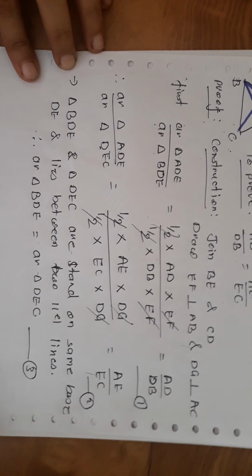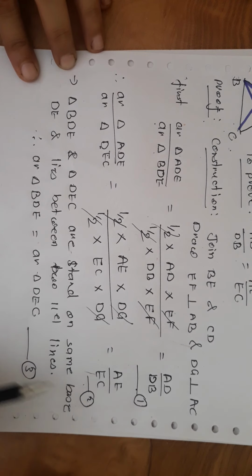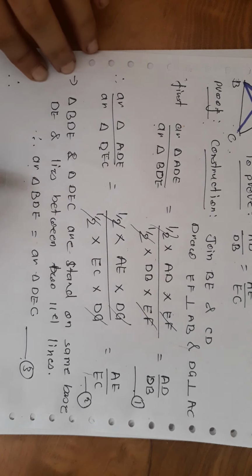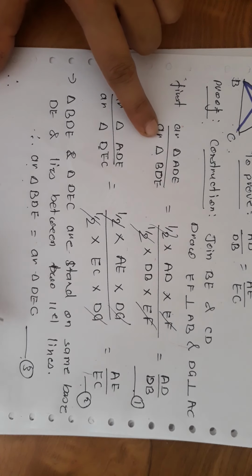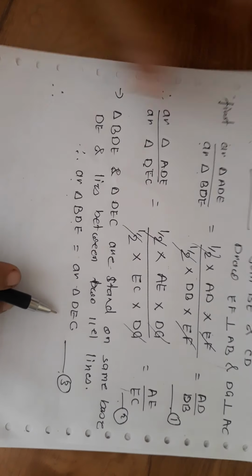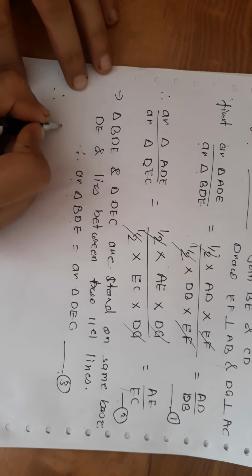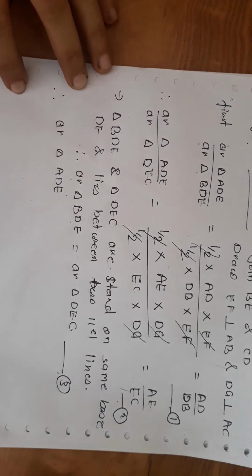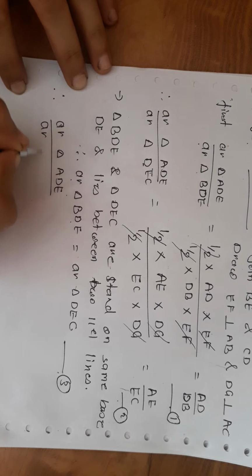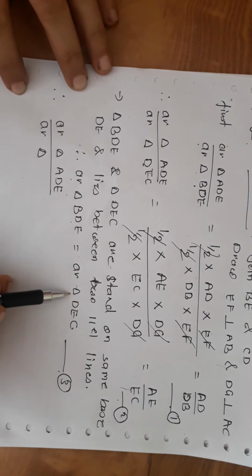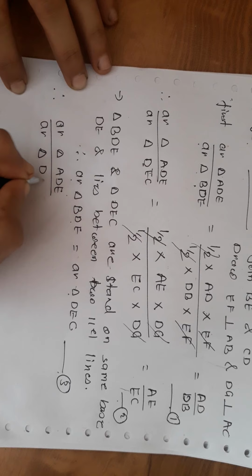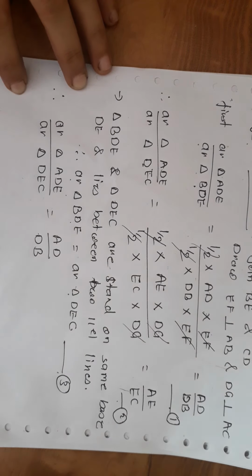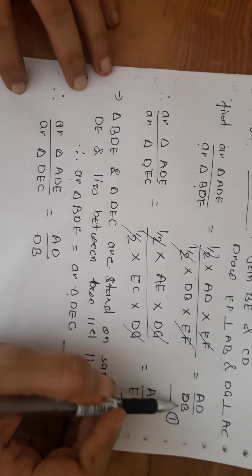Okay, so from equation 1, equation 2 and equation 3, if I put the area of triangle BDE equal to the area of triangle DEC, then from equation 1 the ratio of the area of triangle ADE to the area of triangle BDE, which is nothing but triangle DEC, is equal to AD upon DB.